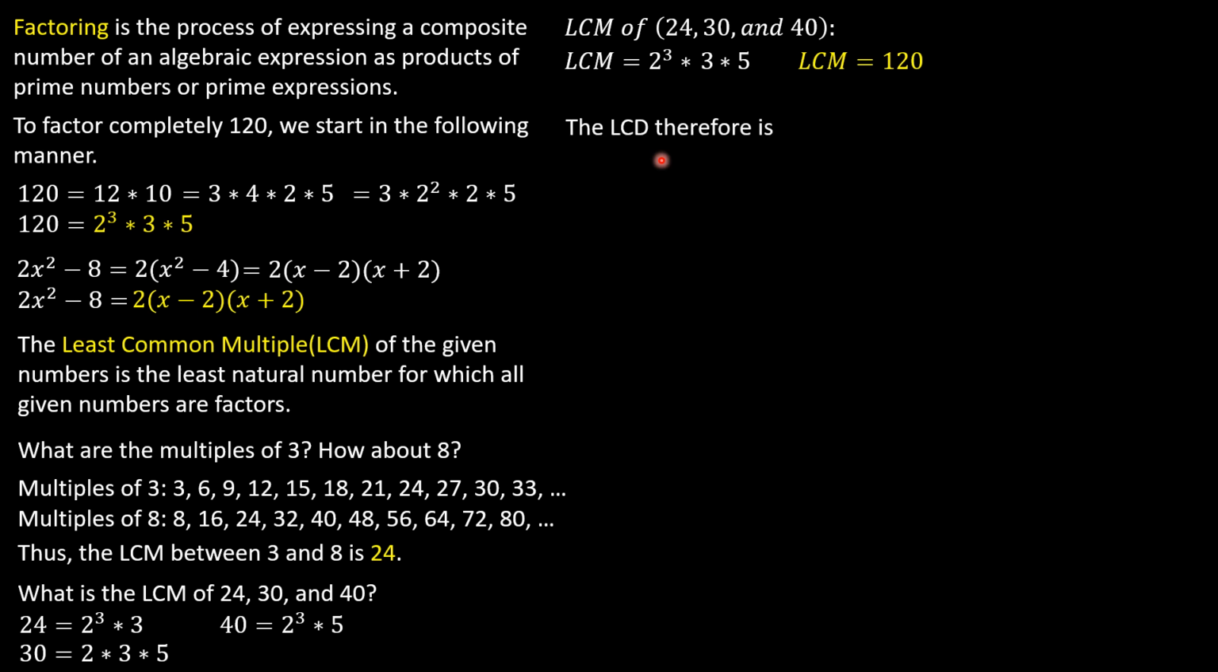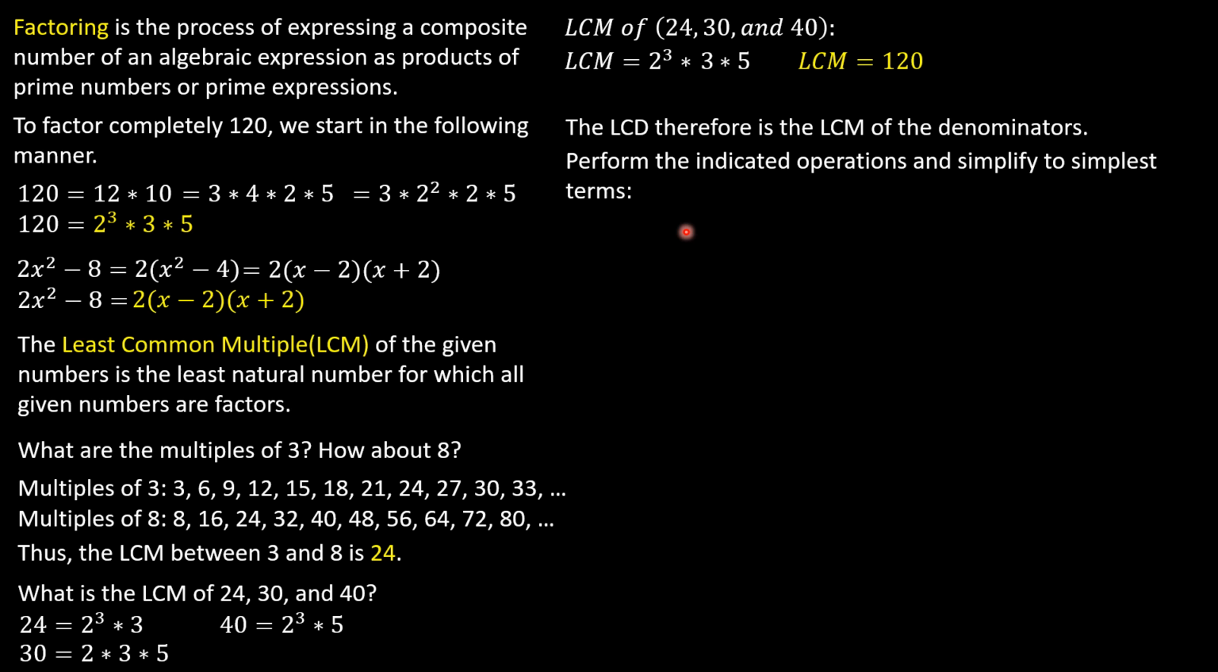So next, the LCD therefore is the LCM of the denominators. So that's the conclusion. The LCD is the LCM, the least common multiple of the denominators. So perform the indicated operations and simplify to simplest terms. 3 over 20 plus 5 over 48 minus 7 over 72. So it is understood that no calculators are allowed in this exercise.